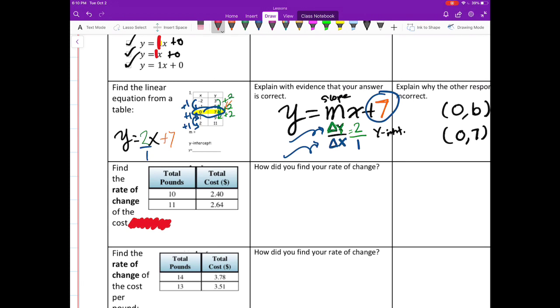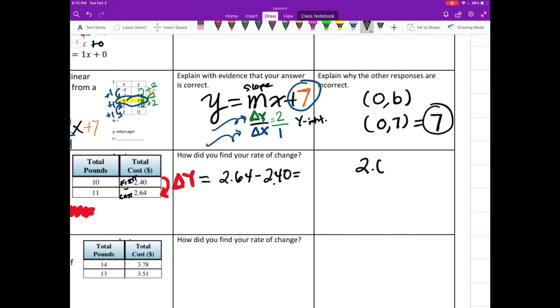All right, find the rate of change of the cost. So from here to there, what was your change in y? How did your y change? You had $2.40. Now you have $2.64. So remember I taught you change in y equals your last minus your first. So 2.64 minus 2.40 equals, well, you can't really do the math like that. You got to stack it.